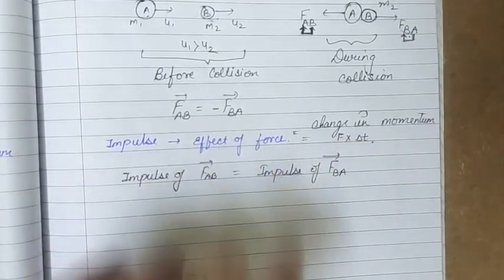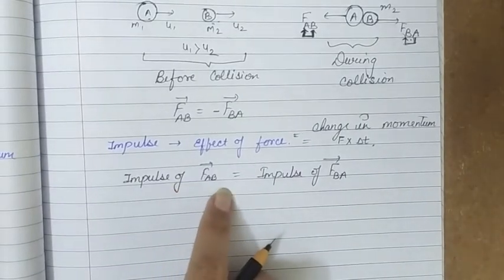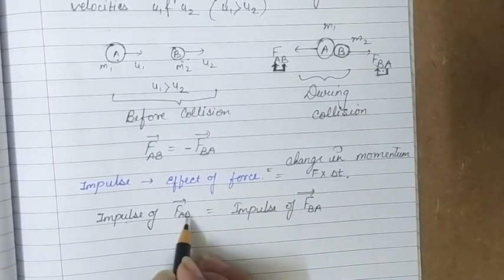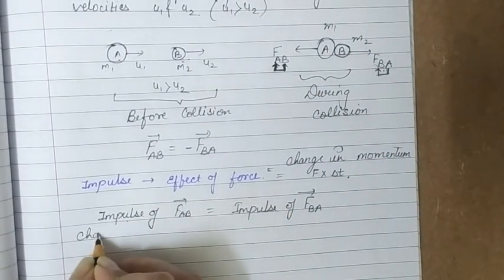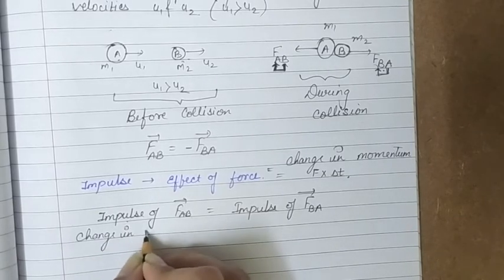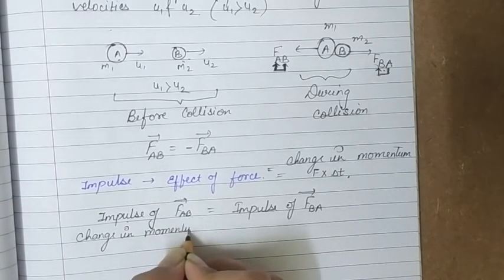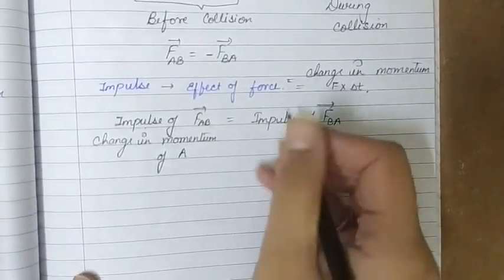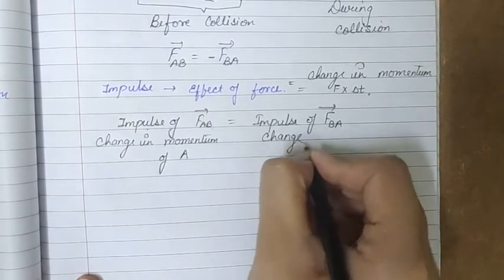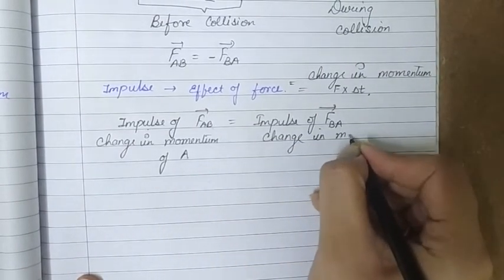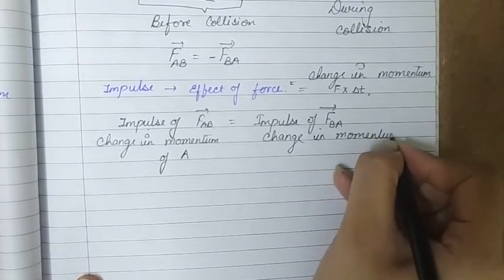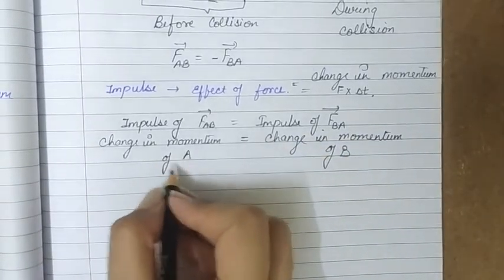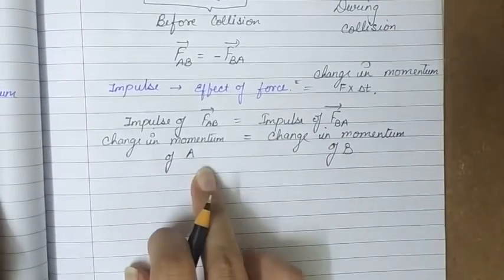Now in our case, FAB vector is acting on A. So impulse of FAB vector means change in momentum of body A, and impulse of FBA vector means change in momentum of B, and these two are equal. So change in momentum of A, now what will that be?